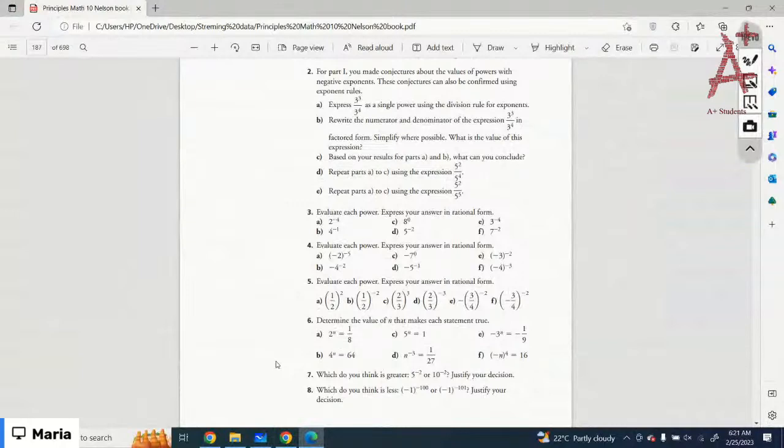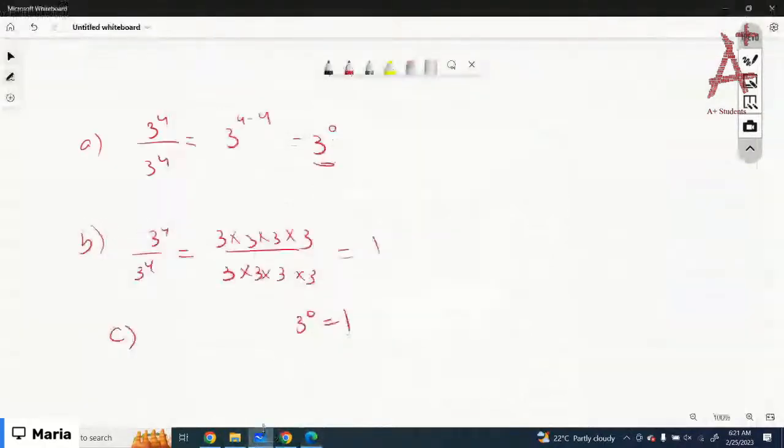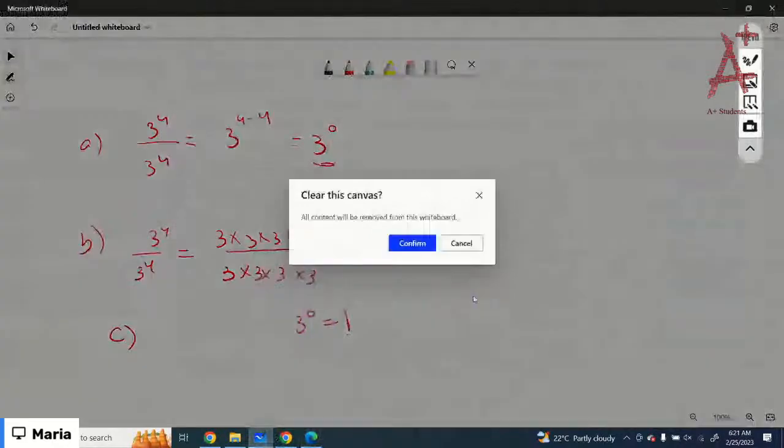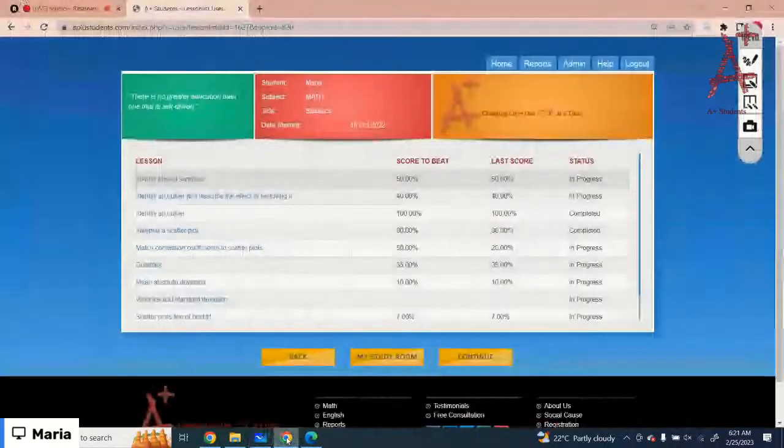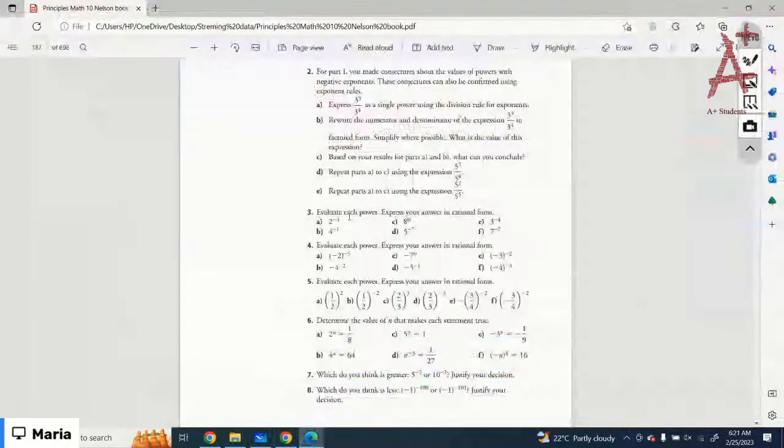Okay, the first one is 2 exponent negative 4. So we can make the exponents positive by rewriting it in the denominator. Okay, let me just read the question, what we have to actually do with this question. Evaluate each power, express your answer in rational form.